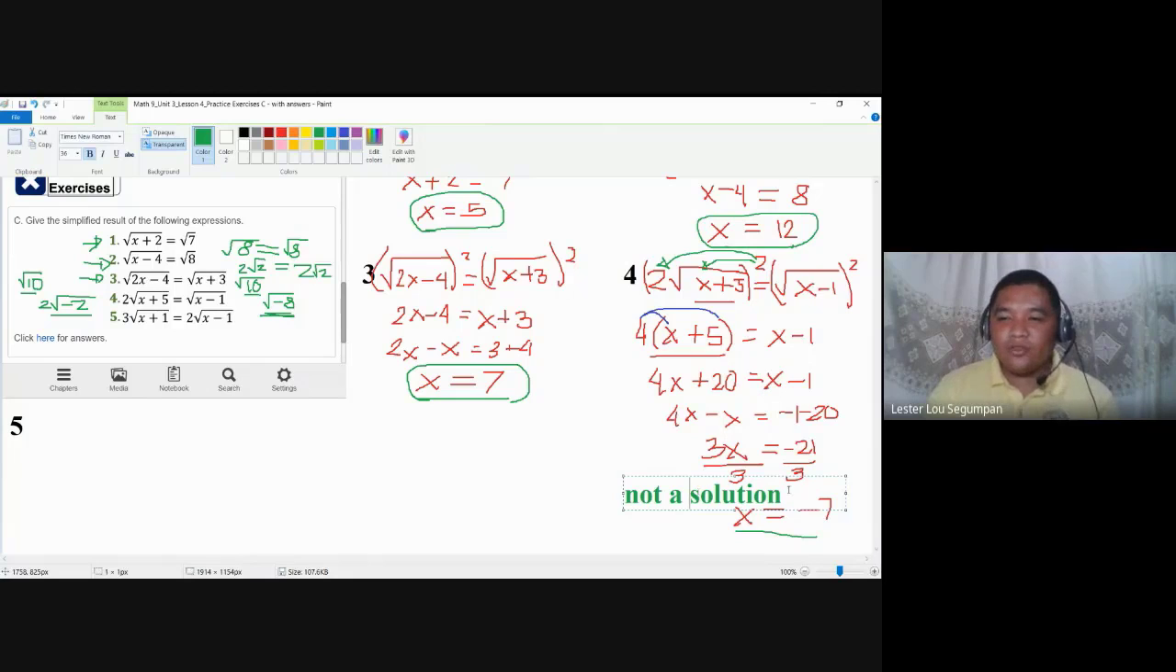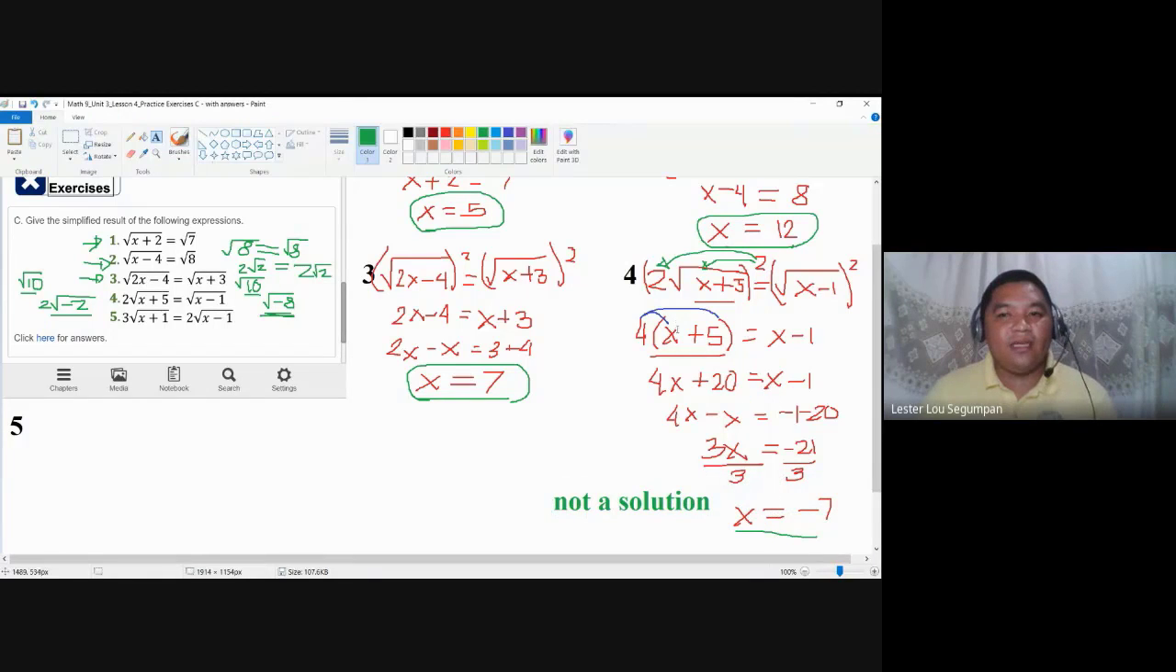This is not a solution. Or better yet, there could be no solution for this item because again, there are no different values for x from this situation here. So in number 4, there are no solutions to be found. Let's try number 5 and let's find out if number 5 has no solution.